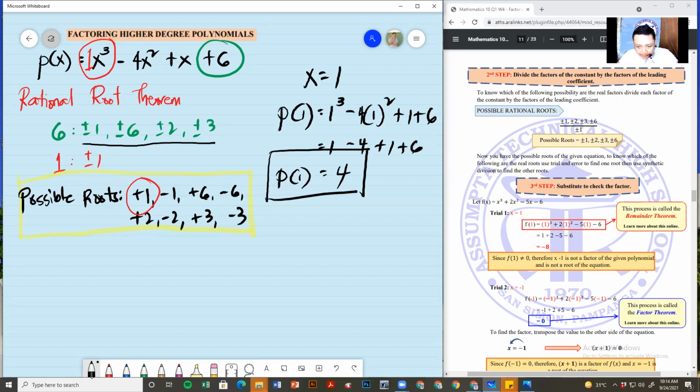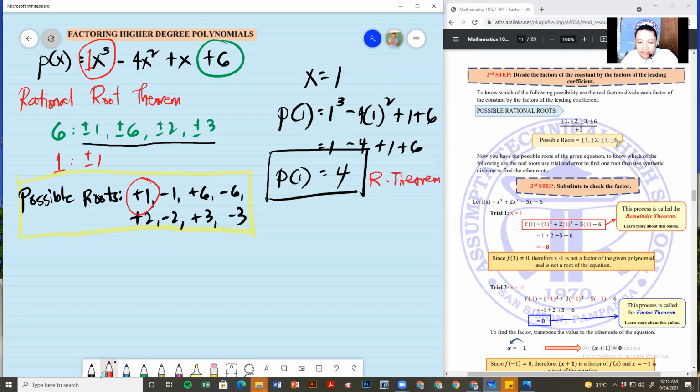Ang tanong, based from our lesson last week, is this a remainder or factor theorem? Type your answer in the chat box. Everybody must participate. If your answer is P of 1 is equal to 4, is it a factor or a remainder theorem? Type the answer in the chat box, please. Exactly, you are correct. It's a remainder theorem.